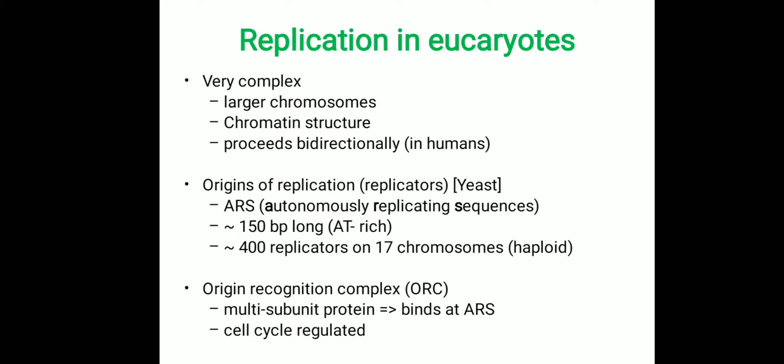Next is the origin recognition complex. There we saw the origin of replication in the prokaryote. Here it is called the origin recognition complex, which involves complex multi-subunit proteins. These bind at the autonomously replicating sequences, and there is some regulatory mechanism through some other kinds of proteins, so that it can control the cell cycle process also.